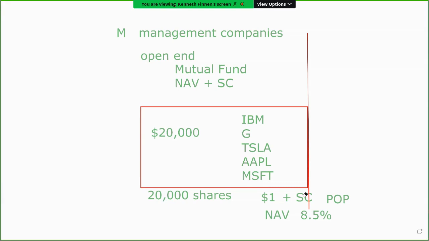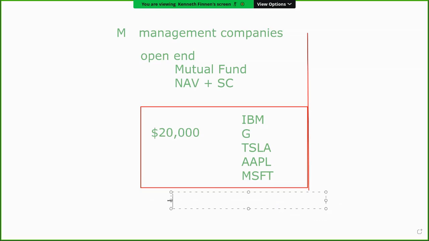Okay. So now let's go back to this again. Now we're going to play the game like there's no sales charge. I just want you to show that that's what that is. We'll do it this way: there are 20,000 shares outstanding, and the NAV is $1.